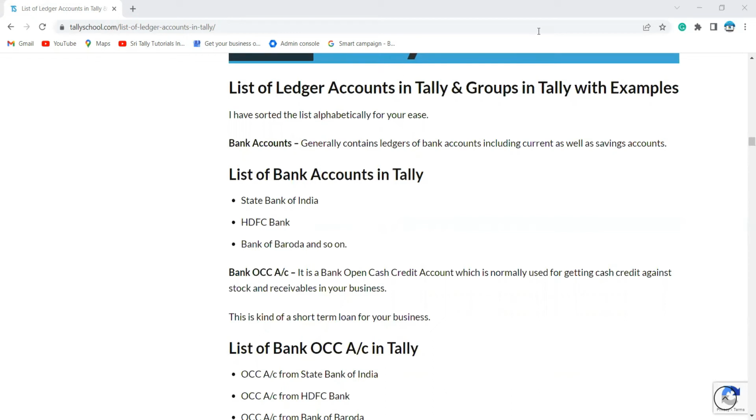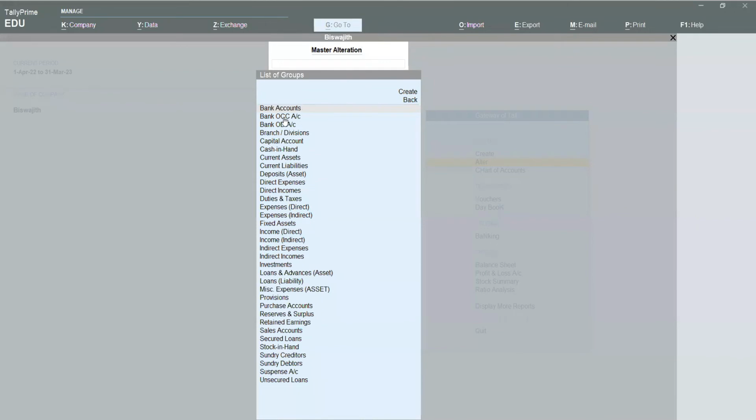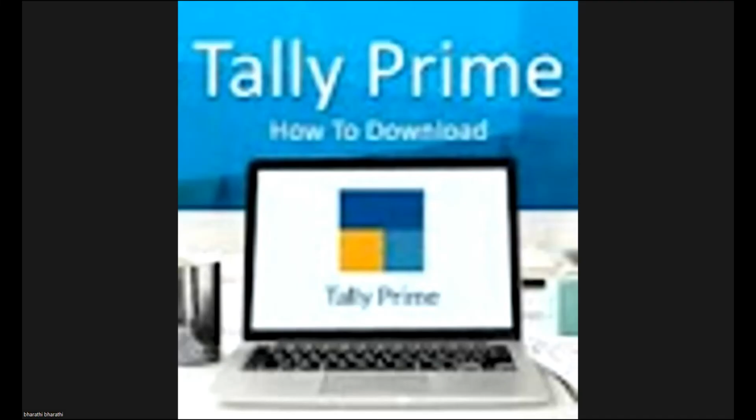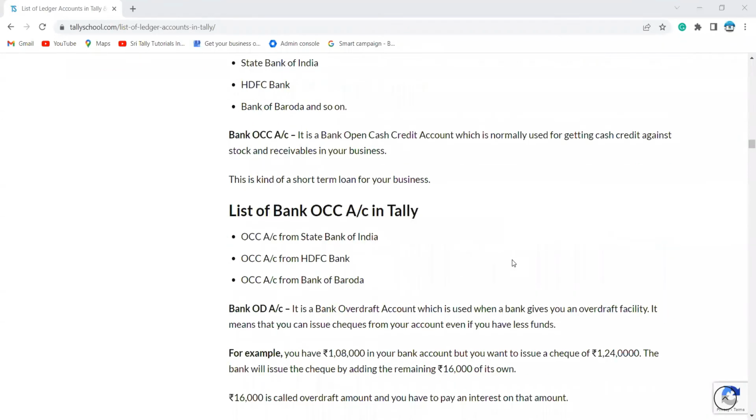Next group what we have. So in Tally, the next group we will see. After bank accounts, we have bank OCC account and bank OD account. So what is meant by bank OCC account and OD account?